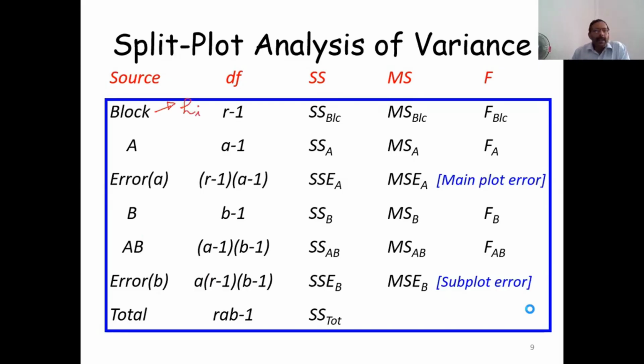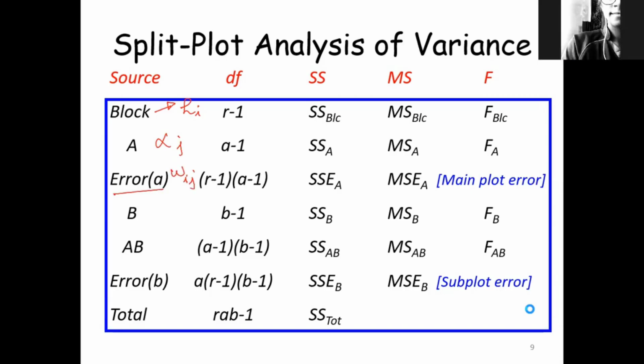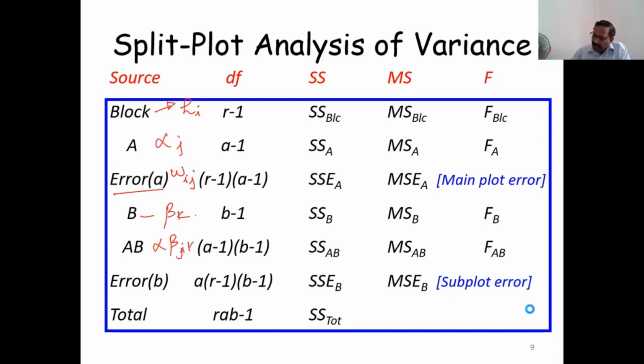tau i. What is the effect of A? Look at the model. Alpha j. What is error A? Wij. B? Beta k. Yes. This is alpha beta jk. And this is the error term ijk. You see, all the components are there.